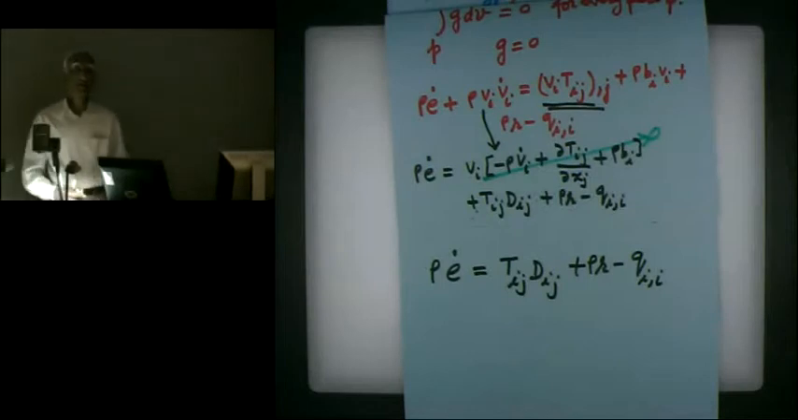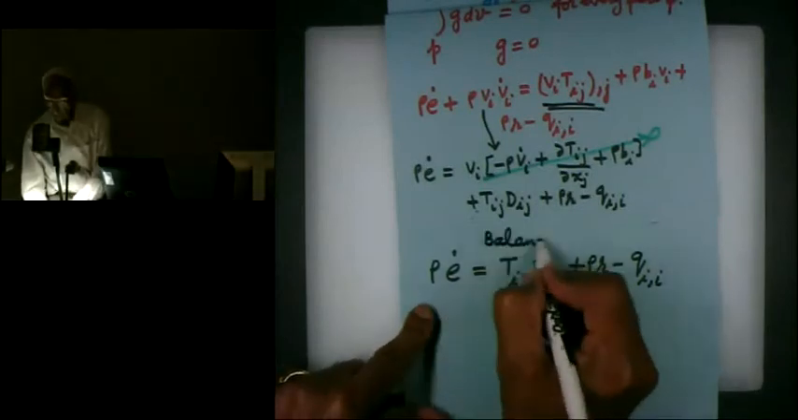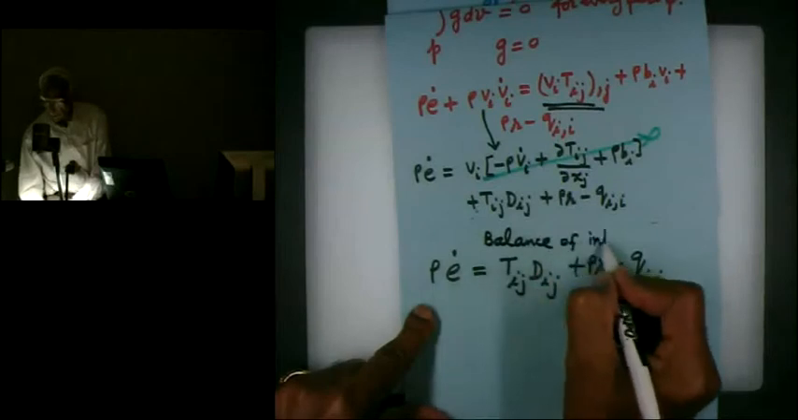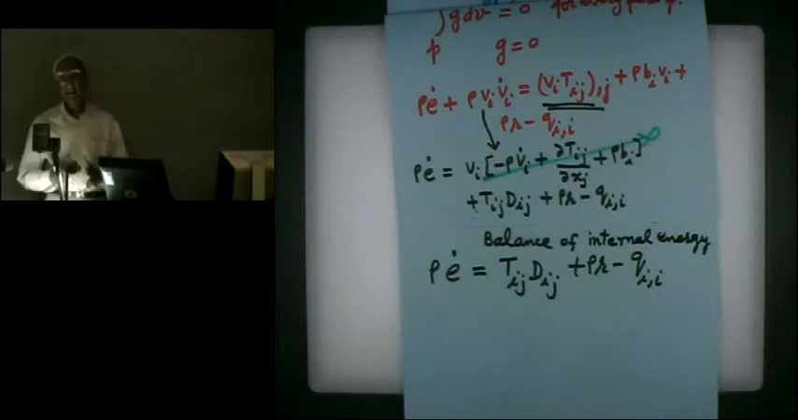And this one is called balance of internal energy. Instead of saying balance of energy, this is balance of internal energy. So maybe I should write down: this is balance of internal energy. T_ij D_ij is the working of internal stresses.